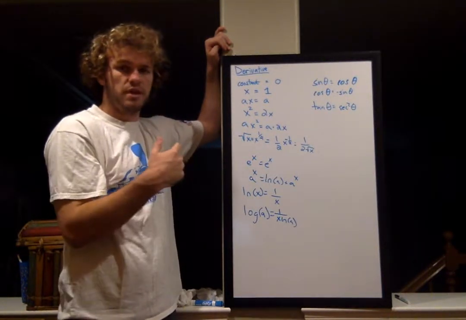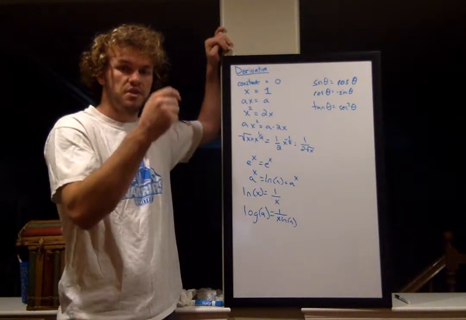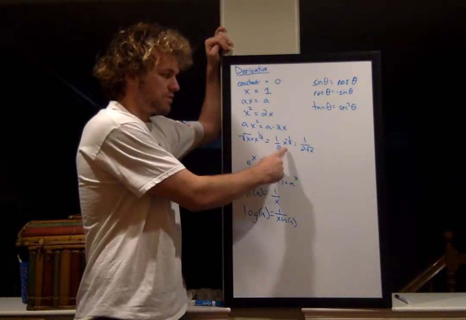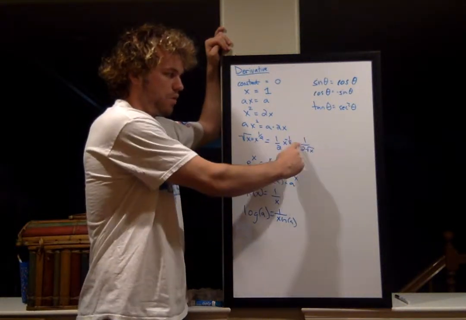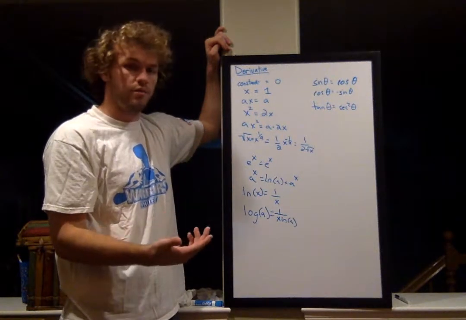Square root of x is the same thing as x raised to the 1/2. Bring the 1/2 down, and you're left with x raised to the negative 1/2. So that's what I did here, x raised to the negative 1/2. 1 over 2 square root of x is the same thing as 1/2 x raised to the negative 1/2 power.